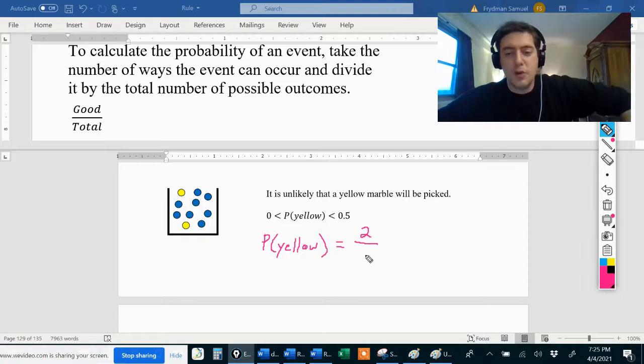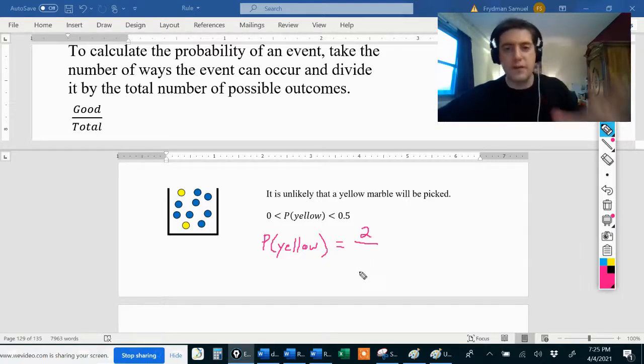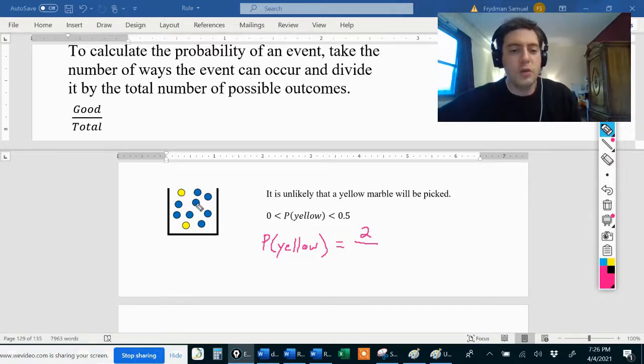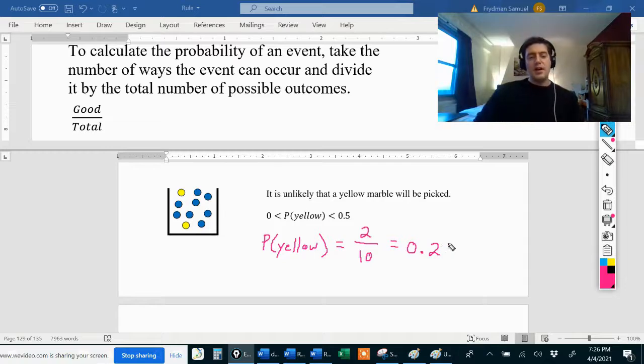And in the denominator, I'm going to put the total number of possible outcomes, so all of the marbles, whether they're yellow or not. That's 1, 2, 3, 4, 5, 6, 7, 8, 9, 10. So the total is 10 here. And 2 divided by 10 is 0.2. That would be the exact probability, in this case, of me picking a yellow marble. And it is greater than 0, 0.2 is greater than 0. And it is less than 0.5.